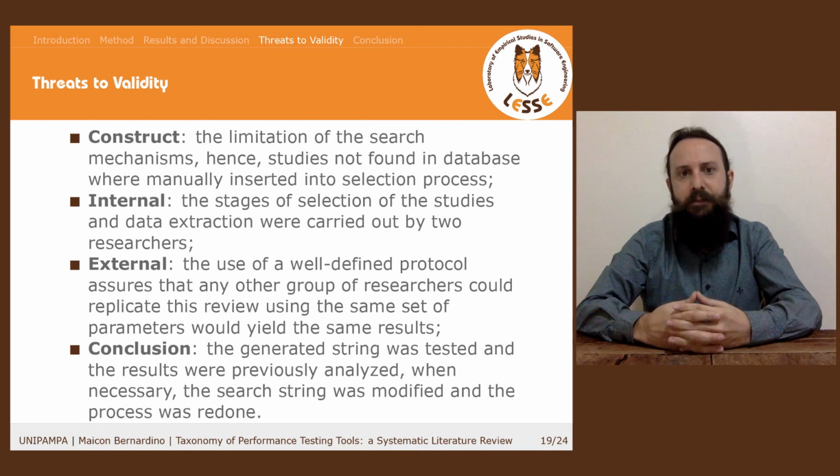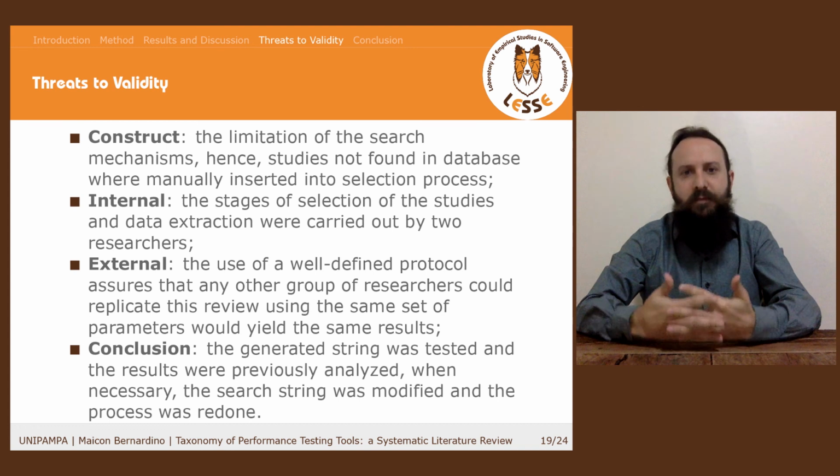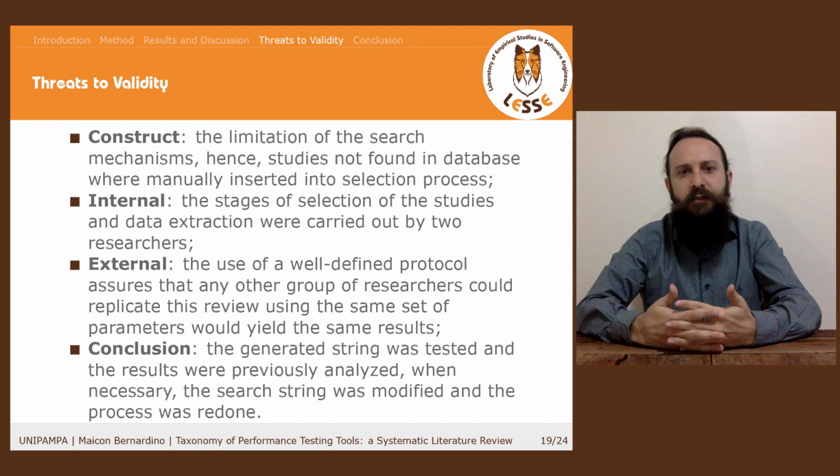Internal validity. In order to reduce possible bias, the stages of selection of the studies and data extraction were carried out by two researchers. The results found by each were tabulated and compared so that any kind of bias could be identified, and when in disagreement, the authors could debate and a consensus was reached.